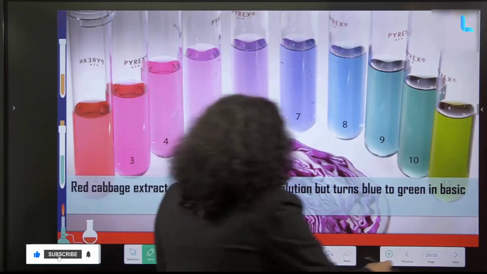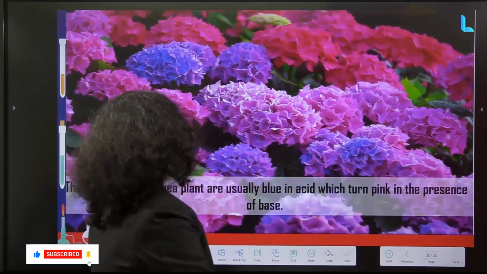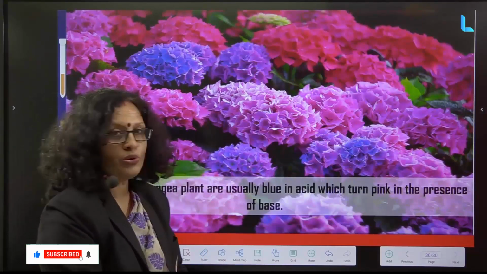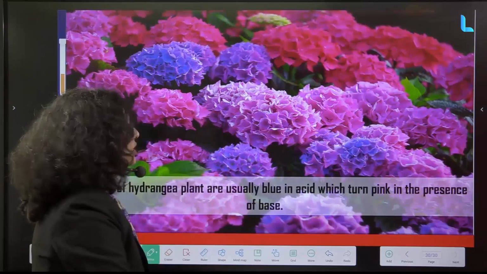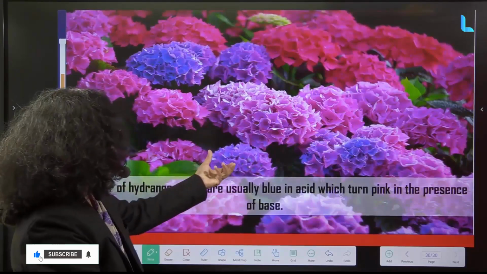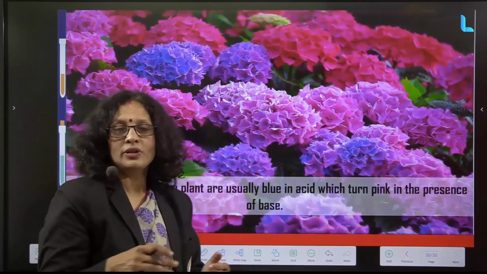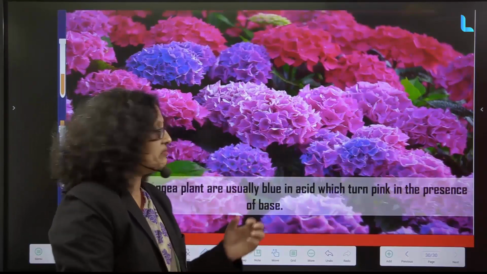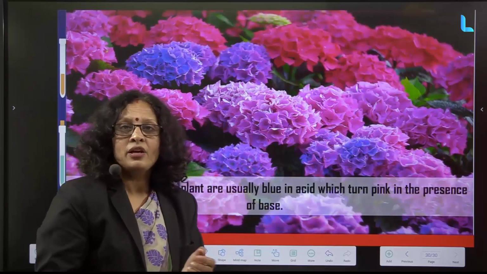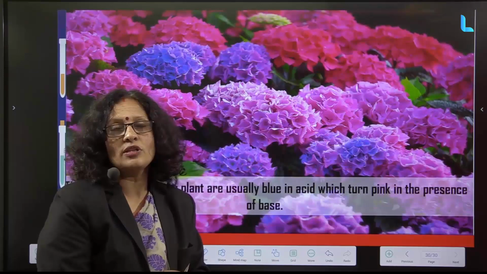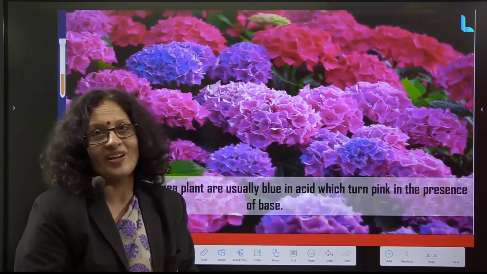Like that, we can see different kinds of flowers, such as hydrangea flowers, which are usually blue in acidic medium and turn pink in the presence of a base. We can see the blue and pink colors because of the particular acidic or basic substances present in the air. Or if we sprinkle some acid or basic substance, we can see the color change on that too.